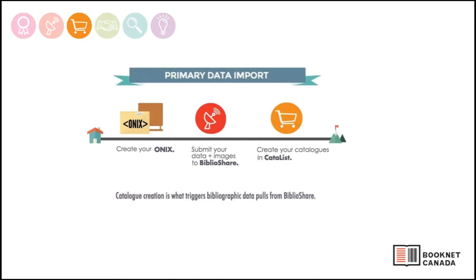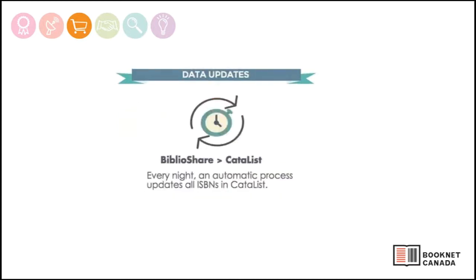So the final step to get that into CataList is to create a seasonal catalog. It's the addition of ISBNs into catalogs which prompts CataList to go out and look for data in BiblioShare and then pull it across into the CataList system.